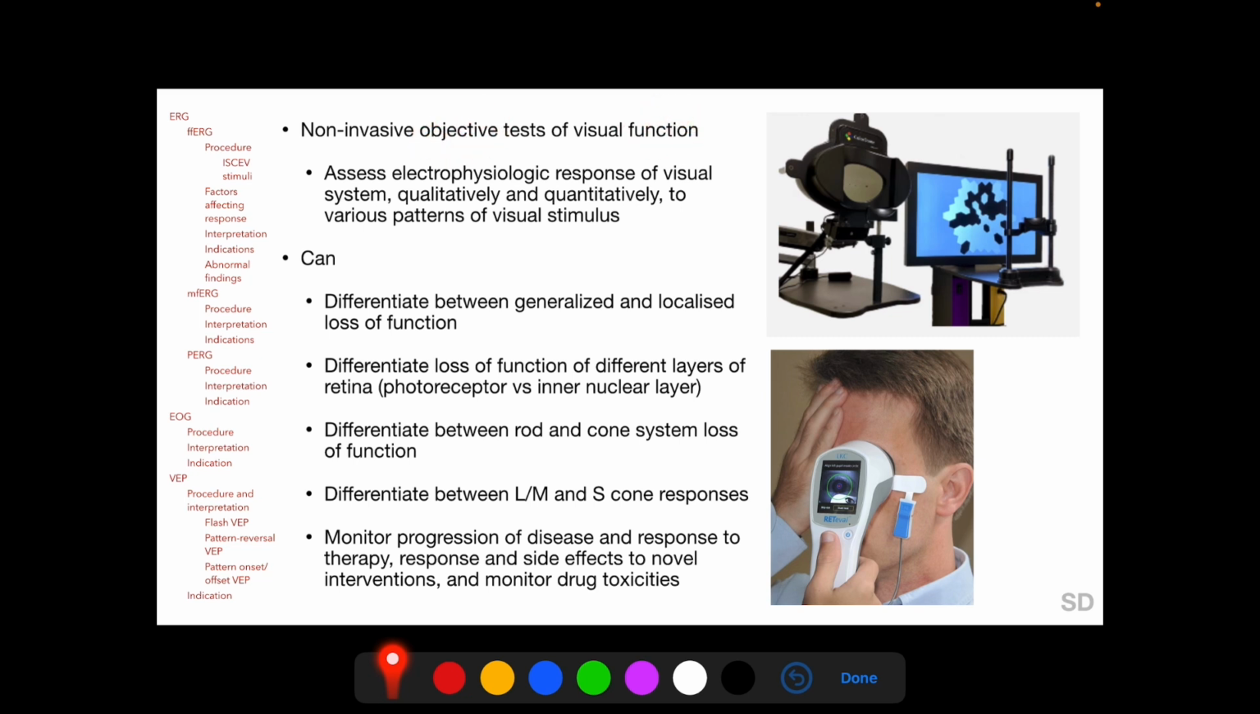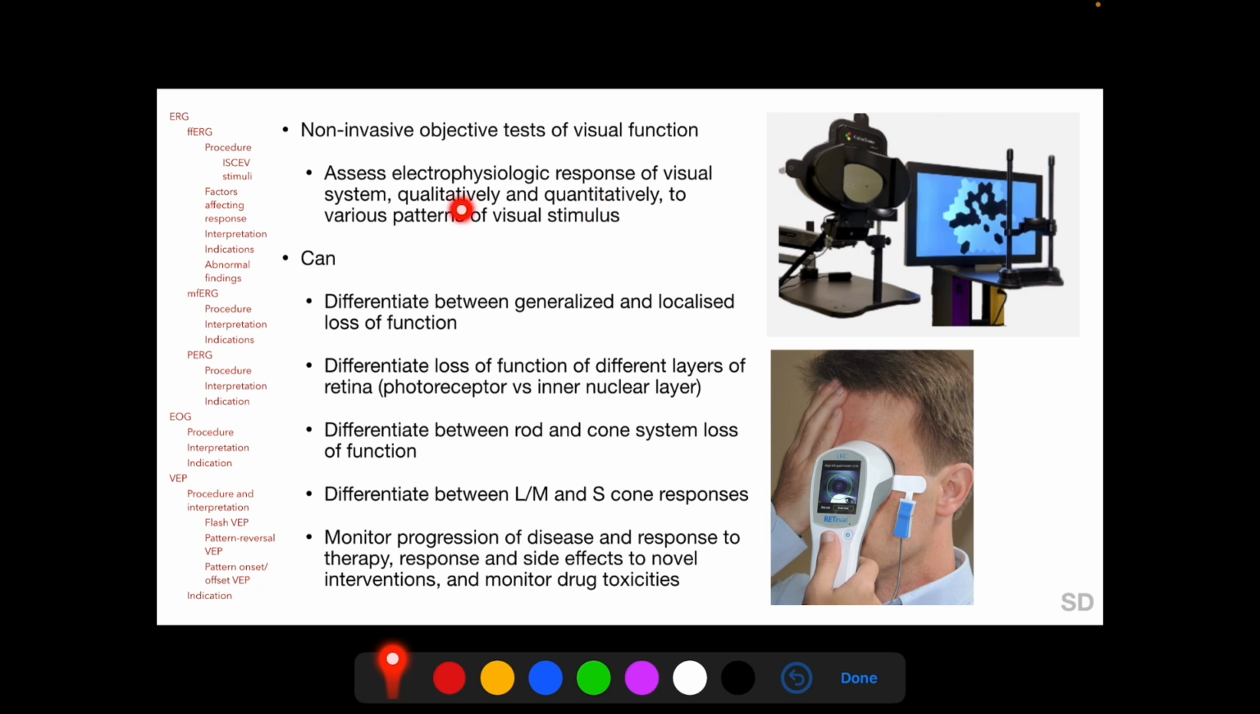Unlike other tests of visual function such as visual acuity and visual field, which are subjective in nature, electrophysiological tests are objective tests of visual function. Electrophysiological tests assess electrophysiologic response of the visual system both qualitatively and quantitatively to various patterns of visual stimulus.